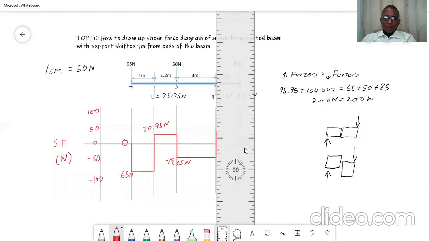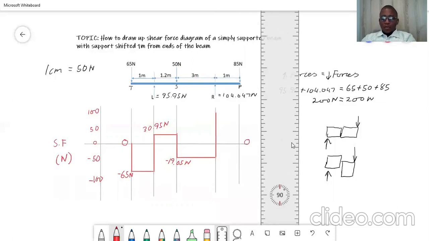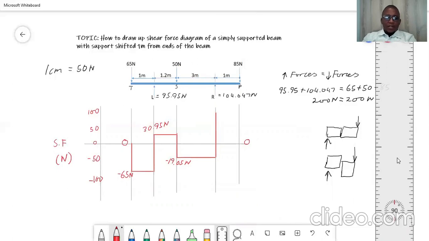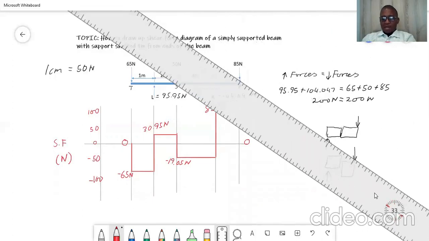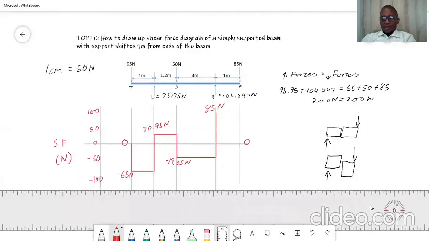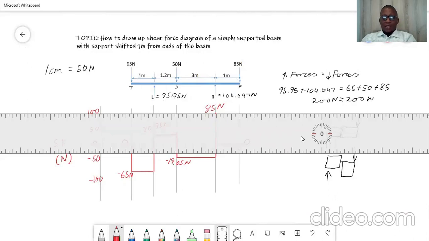So 85, it will be somewhere there. Right. Sharp. So now that we've got that value, you can as well write it as 85. So we have 85 newtons here. So between R and P, there isn't any force that we can add or subtract there. So we can simply draw our straight line from point R till P.